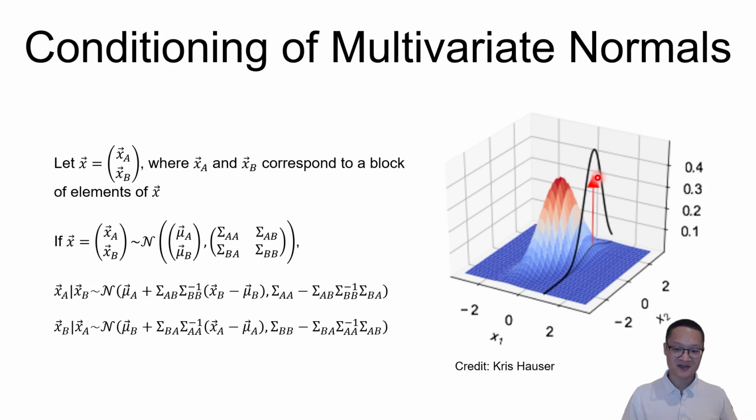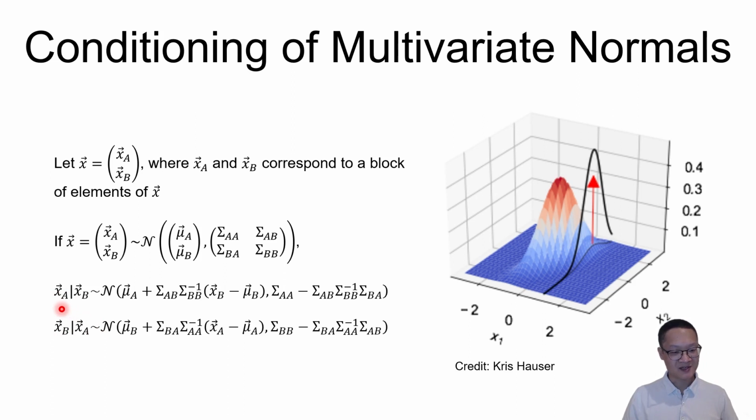This process is normally not so easy, but for Gaussian random variables, it's pretty easy. Again, we express X, the vector, in block form, XA and XB. Remember, XA and XB could have any number of components. Now we write down the mean and the covariance in block form again. Once we have that, we have a closed form expression for the conditional distribution of XA given XB as well as XB given XA.